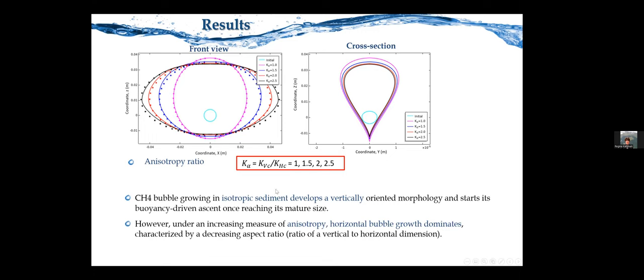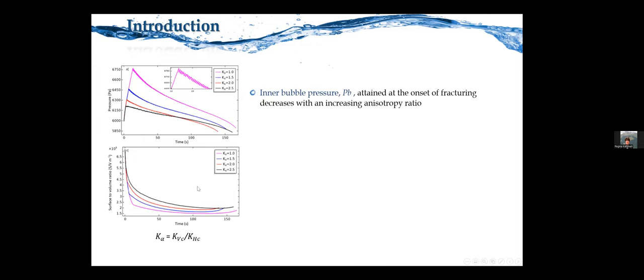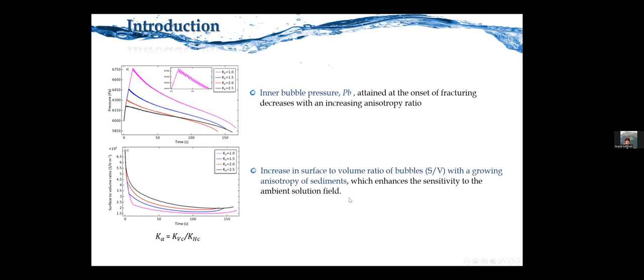But in contrast, under increasing anisotropy, as you can see here, horizontal bubbles dominate, characterized also by a decreasing aspect ratio. You see that these bubbles have a smaller vertical dimension. An additional result is the inner pressure pattern: you can see that the inner pressure decreases with an increasing anisotropy ratio.